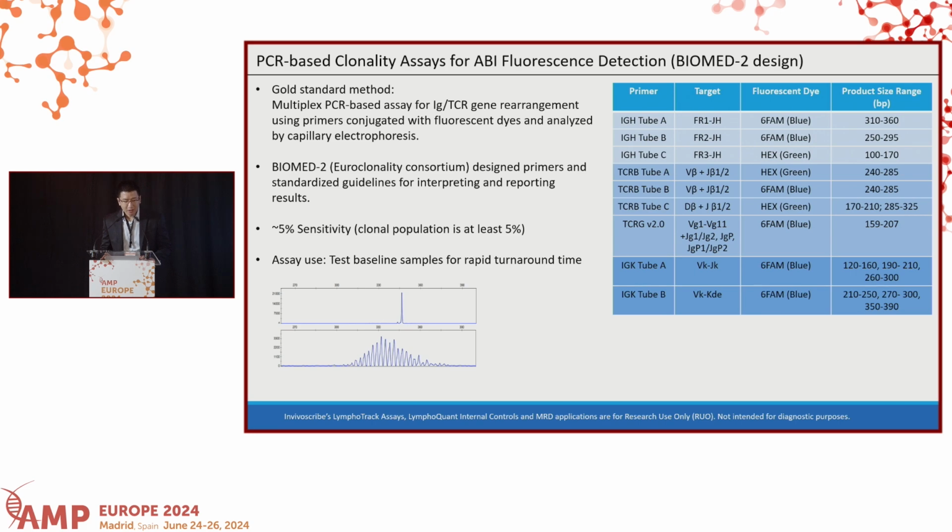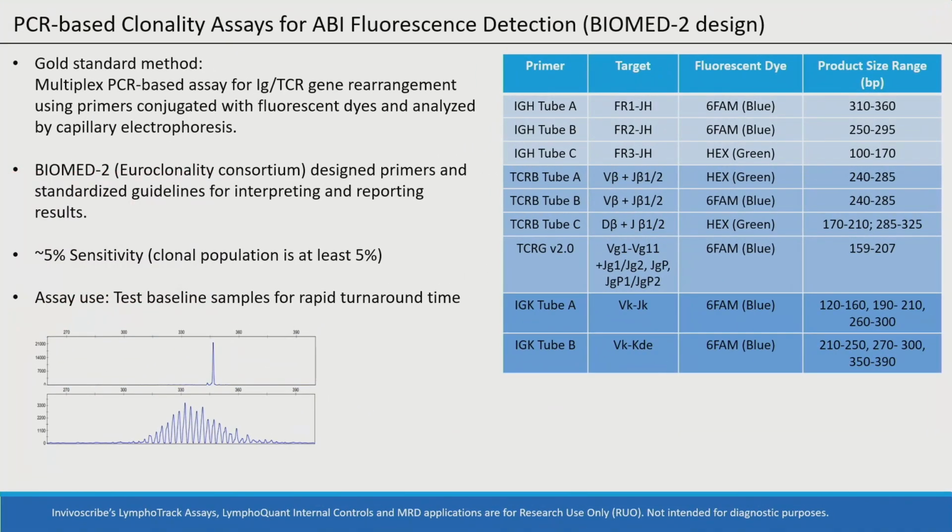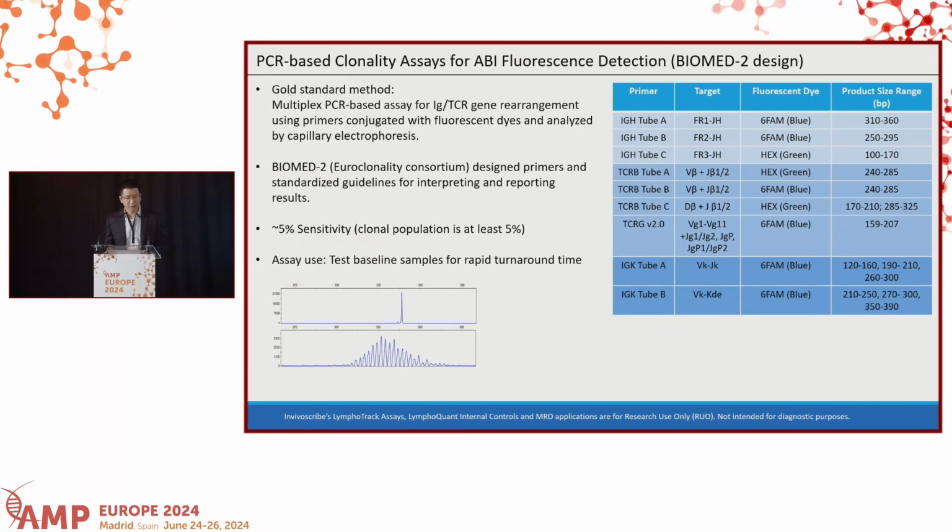Before discussing the LymphoTrack assay, I'd like to briefly discuss the PCR-based clonality assay for ABI fluorescence detection designed by BIOMED-2, which has standardized guidelines for interpreting and reporting results. It has been the gold standard method for the past 2 decades, and is the multiplex PCR-based assay for IgH and TCR gene rearrangement, and the primers are conjugated with fluorescent dyes and analyzed by capillary electrophoresis. It has approximately 5% sensitivity based on a clonal population of at least 5%. The assay is used to test baseline samples for rapid turnaround time.